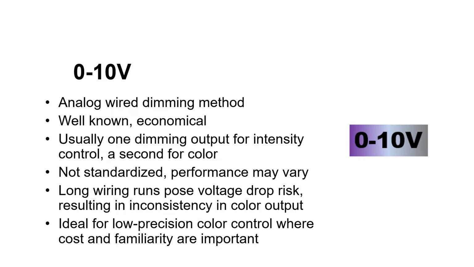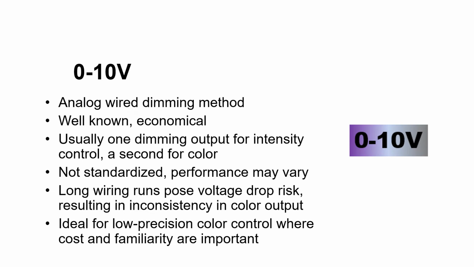Applications of the 0 to 10 volt protocol for color tuning products include commercial projects where low precision dimming and color selection is acceptable, and where cost and familiarity are key considerations. Incompatibilities can occur among components because the electrical characteristics for 0 to 10 volt devices are not fully defined. 0 to 10 volt systems can also show inconsistencies in light output because of the control wire run lengths.